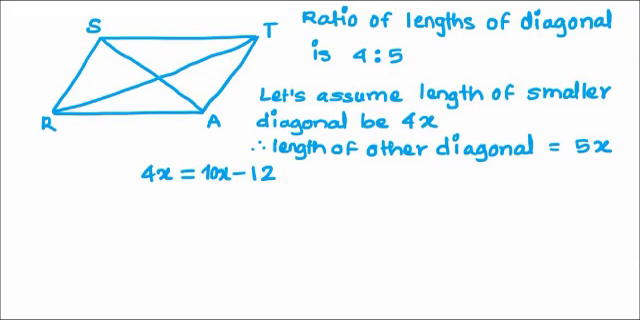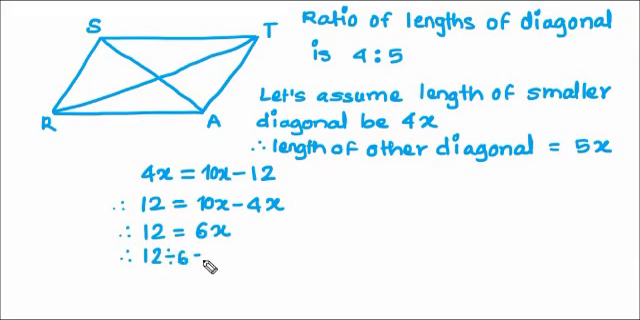We'll take 4x this side and 12 that side. We get 12 is equal to, minus becomes plus, 10x minus 4x. And therefore 12 is equal to 6x. And hence this 6 we want to take it here, so it becomes divided by. So 12 divided by 6 is equal to x, and therefore x is equal to 2, and hence we can calculate the diagonals.